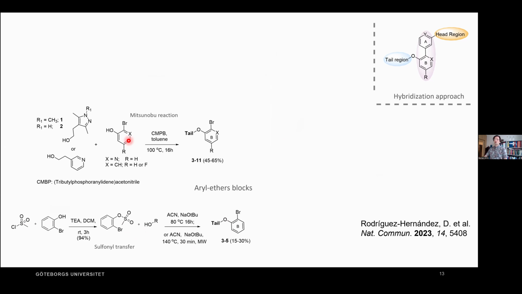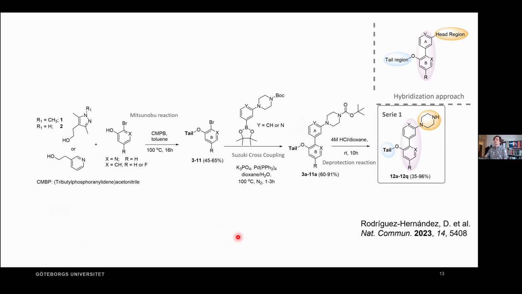We can also introduce the tail by a Mitsunobu reaction. Then we use the core that we build up, or the alcohols, couple it to the phenol by the Mitsunobu, and you see in general that turned out to work better than actually doing the substitution reaction. We could then do the palladium-mediated Suzuki cross-coupling to generate these kinds of intermediates in pretty good yield. And then what is left is actually to knock off the protection group. And then we will get the first series of compounds, which we here called 12. And you see it's in reasonable yield.